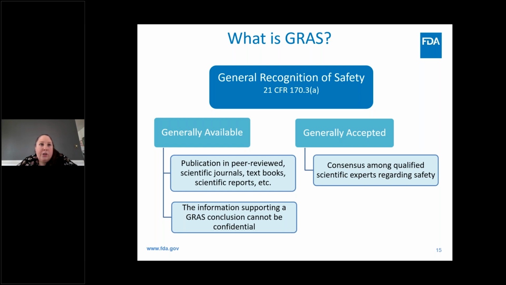Data cannot be confidential, and this is in direct contrast to a food additive petition. In a food additive petition, the manufacturer can submit a confidential study that they've generated that is not published, and this would be acceptable for FDA evaluation. But we cannot do this in the GRAS program as it does not satisfy the requirements of general availability. Additionally, the provision states that there should be a general consensus among scientific experts regarding safety. And so again, it helps to have your safety data published in a peer-reviewed journal, as this helps to establish general acceptance.